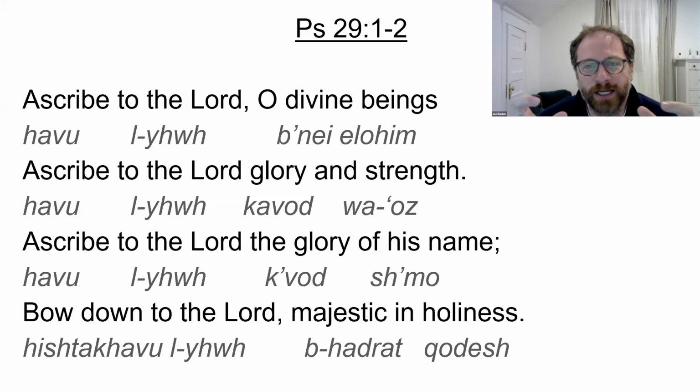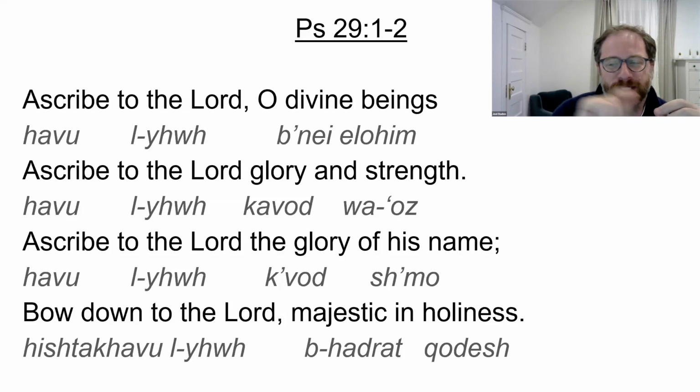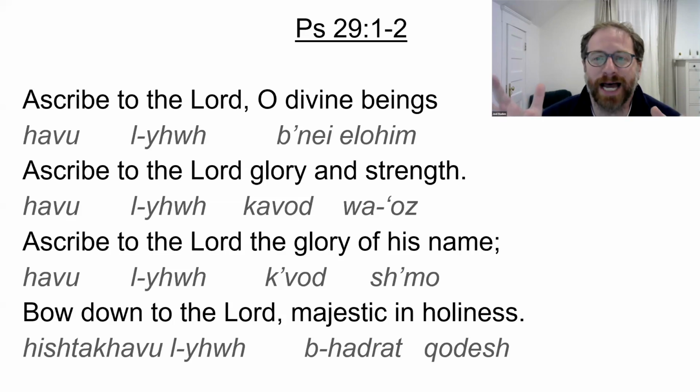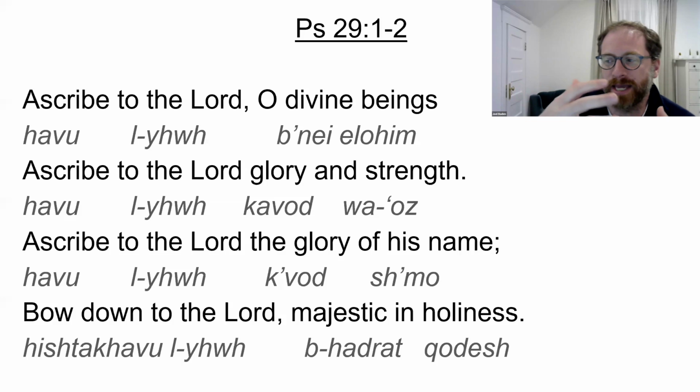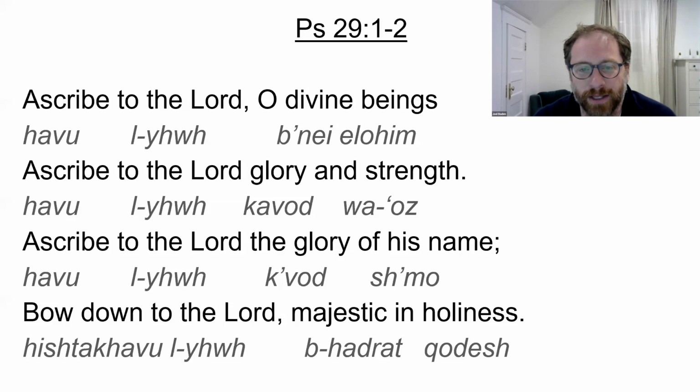What's going on here in the first verse, where you've got the same words opening each line, is a really classic poetic device in the Bible and in Hebrew. The term we use to refer to it is a staircase construction. Basically, the pattern is A, B, A, C. So A is ascribe to the Lord, B is O divine beings, A again ascribe to the Lord, C is glory and strength. And what you have in that sentence, with A, B, A, C, is a poeticized version of a normal prose sentence that would just be A, B, C. Ascribe to the Lord, O divine beings, glory and strength. That's the sentence that underlies the poetry.